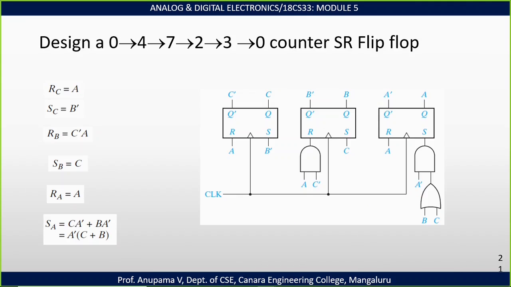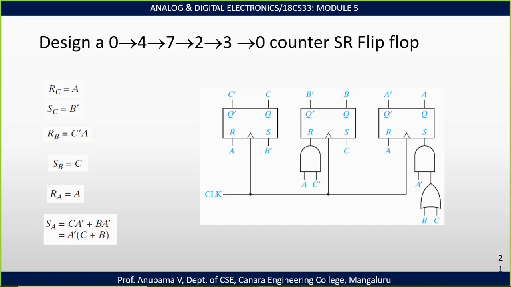Now after getting the expression, we have to draw the logic diagram. We need 3 RS flip-flops, namely SA, SC, RC, SB, RB, SA, RA. The outputs are C, C bar, B, B bar and A bar. Now you have a common clock, which can be negatively edge triggered or positively edge triggered. Here I have taken it as positive edge triggered. Now, what is the expression for RA? RA is equal to A, RC is equal to A, SC is equal to B bar.